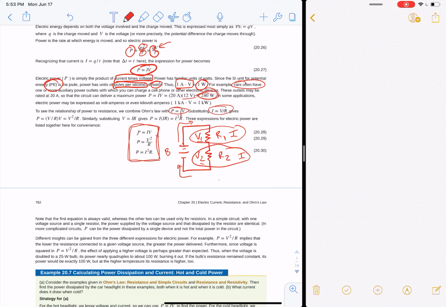P equals IV, so let me just plug this in. P1 equals IV1, P2 equals IV2, or you could have P1 equals V1 squared over R1, or P2 equals V2 squared over R2. So you can see how this gets pretty powerful. Anyway, let's move on.